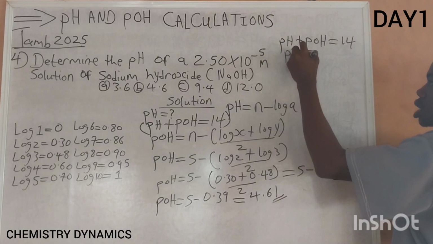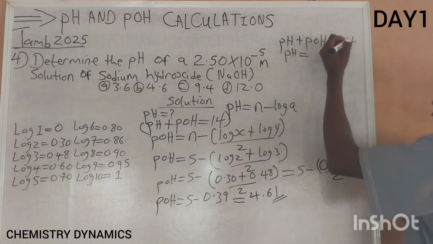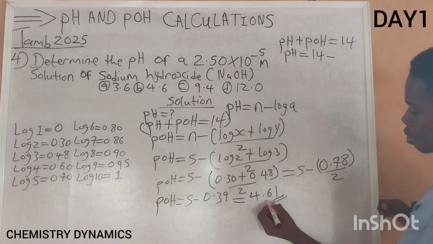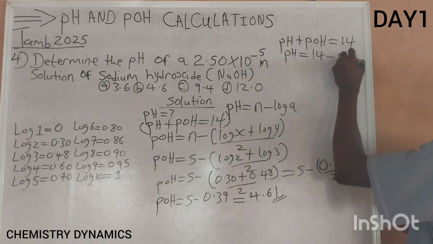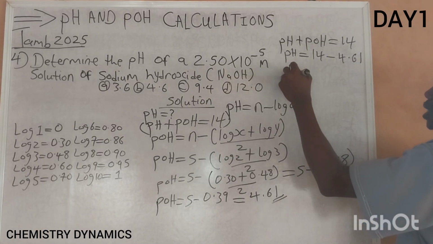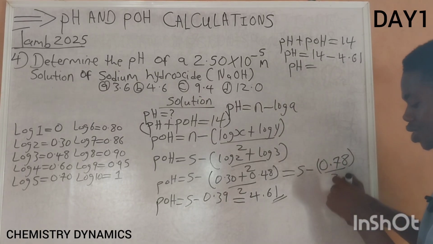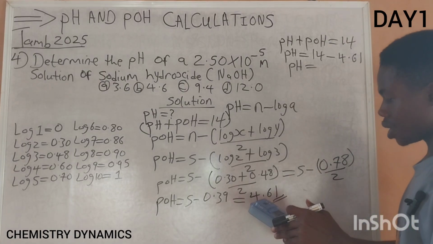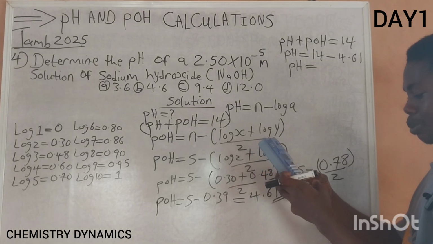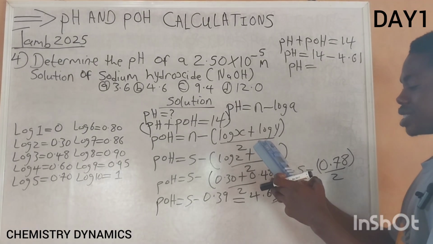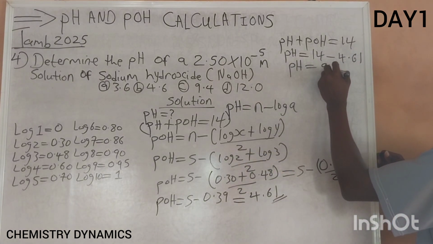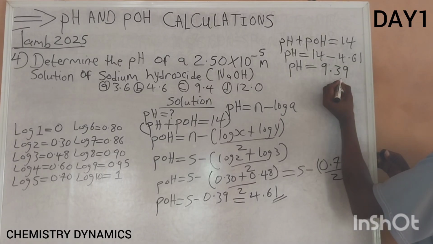So pH equals, you move this to the right-hand side, it now becomes minus. So pH equals 14 minus our pOH, which is 4.61. Are you seeing it? 14 minus 4.61. Pressing your calculator, your calculator has minus, 14 minus 4.61 is equal to 9.39. So our pH happens to be 9.39.